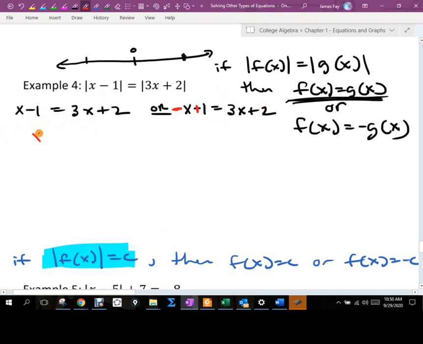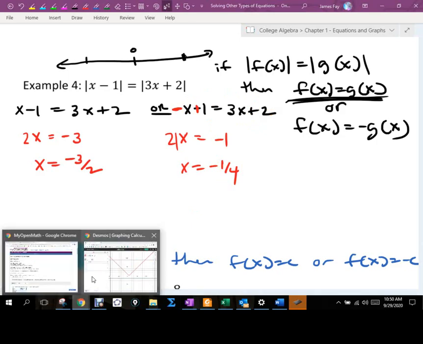So then this one is solving, we get 2x equals, what, negative 3? So x equals negative 3 halves. This one here, 4x, 4x equals negative 1. So x equals negative 1/4.